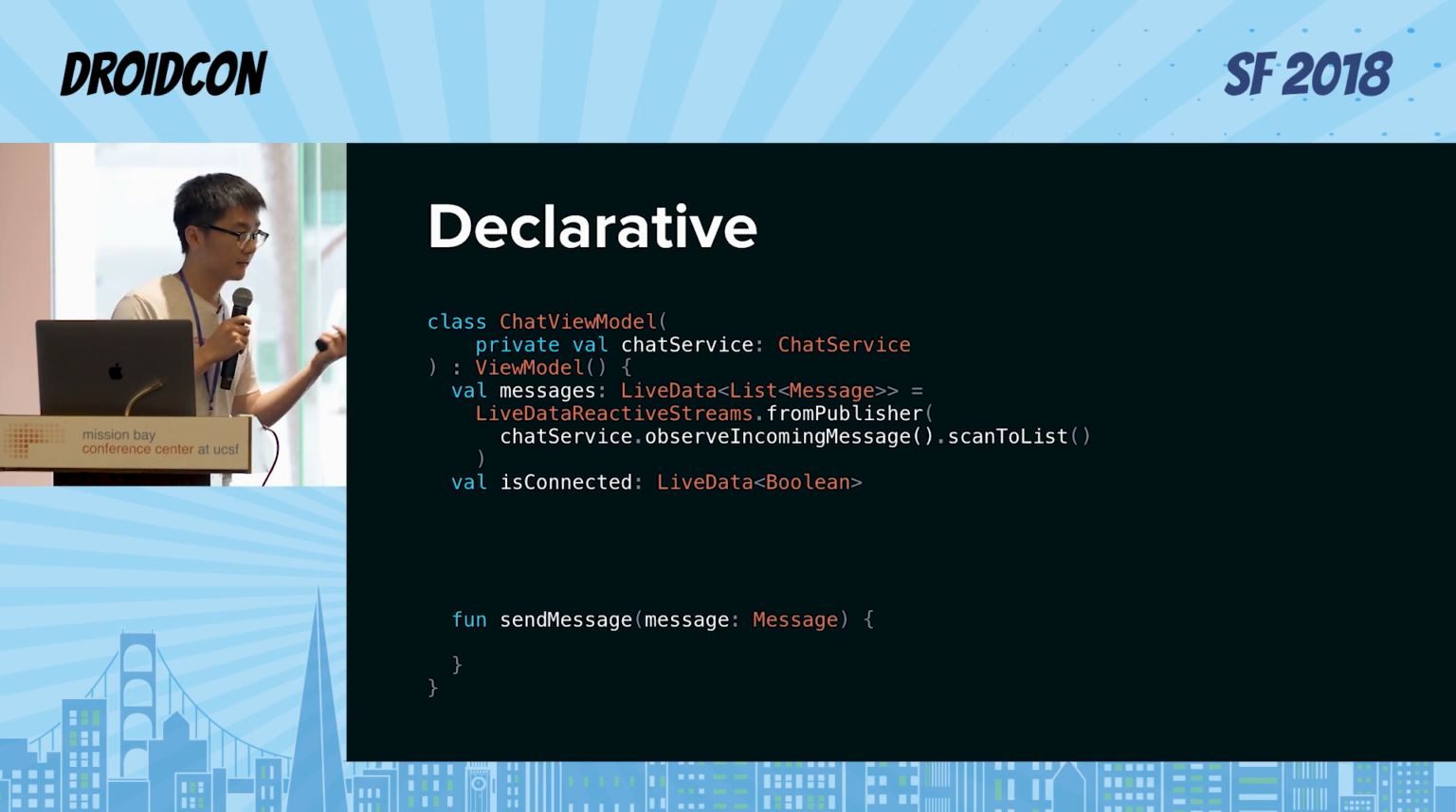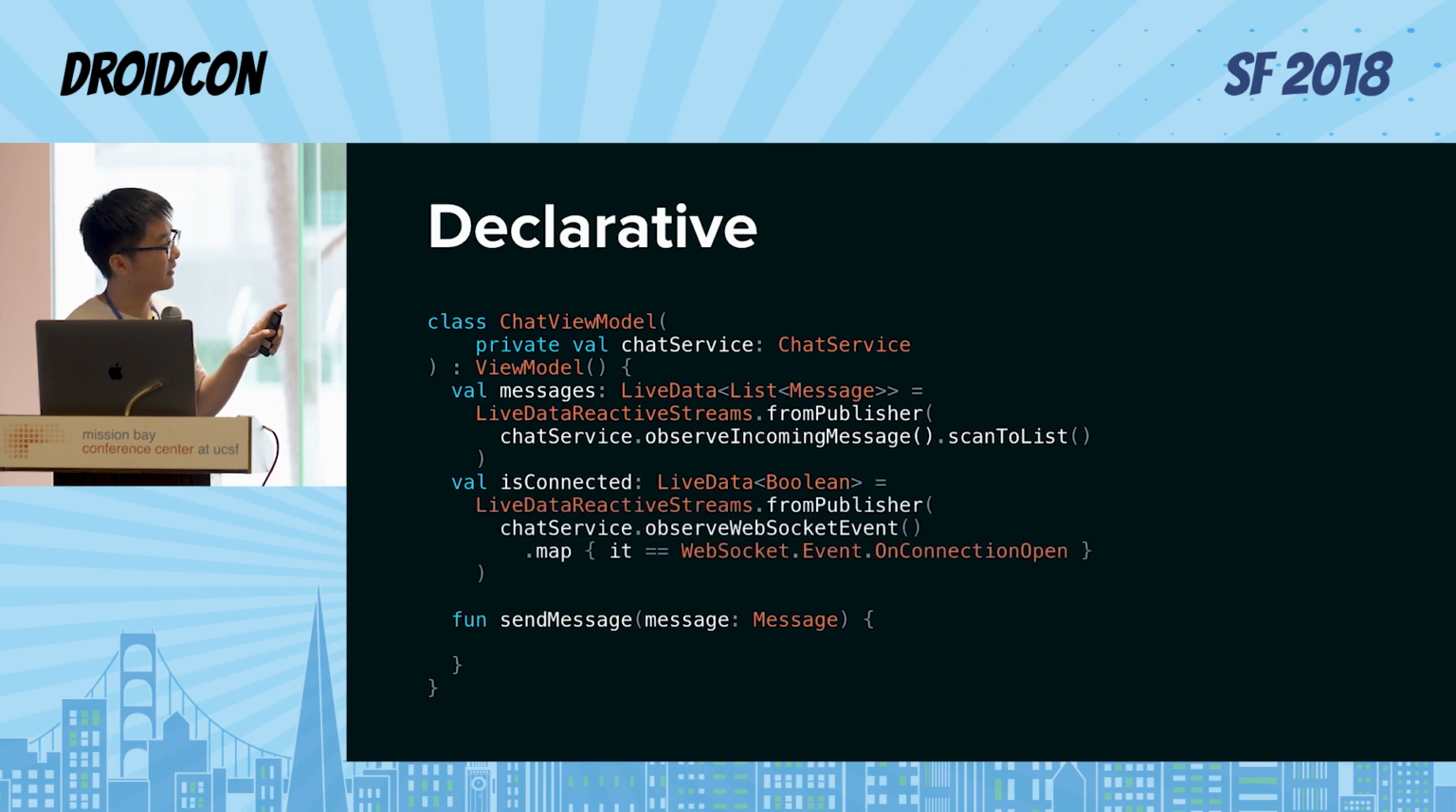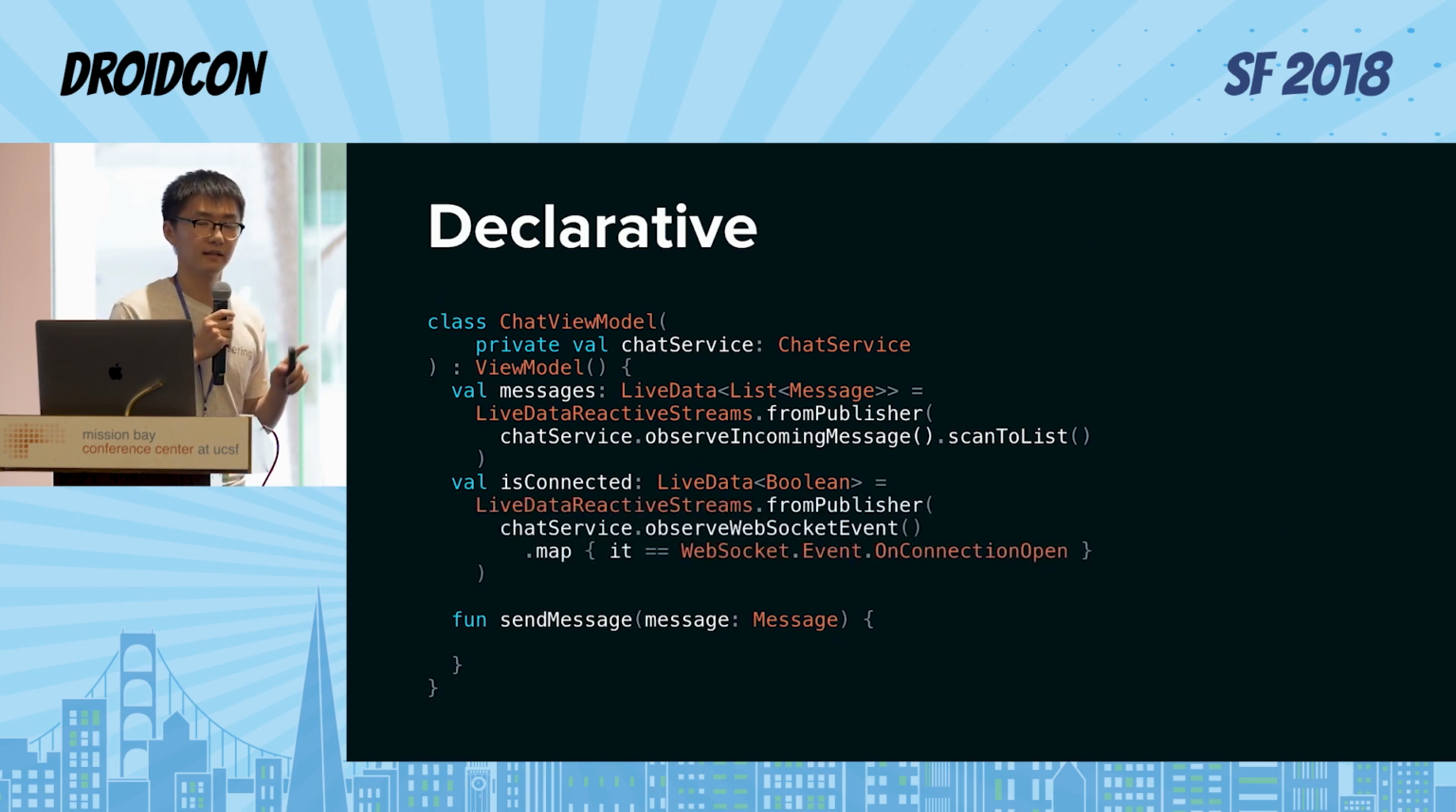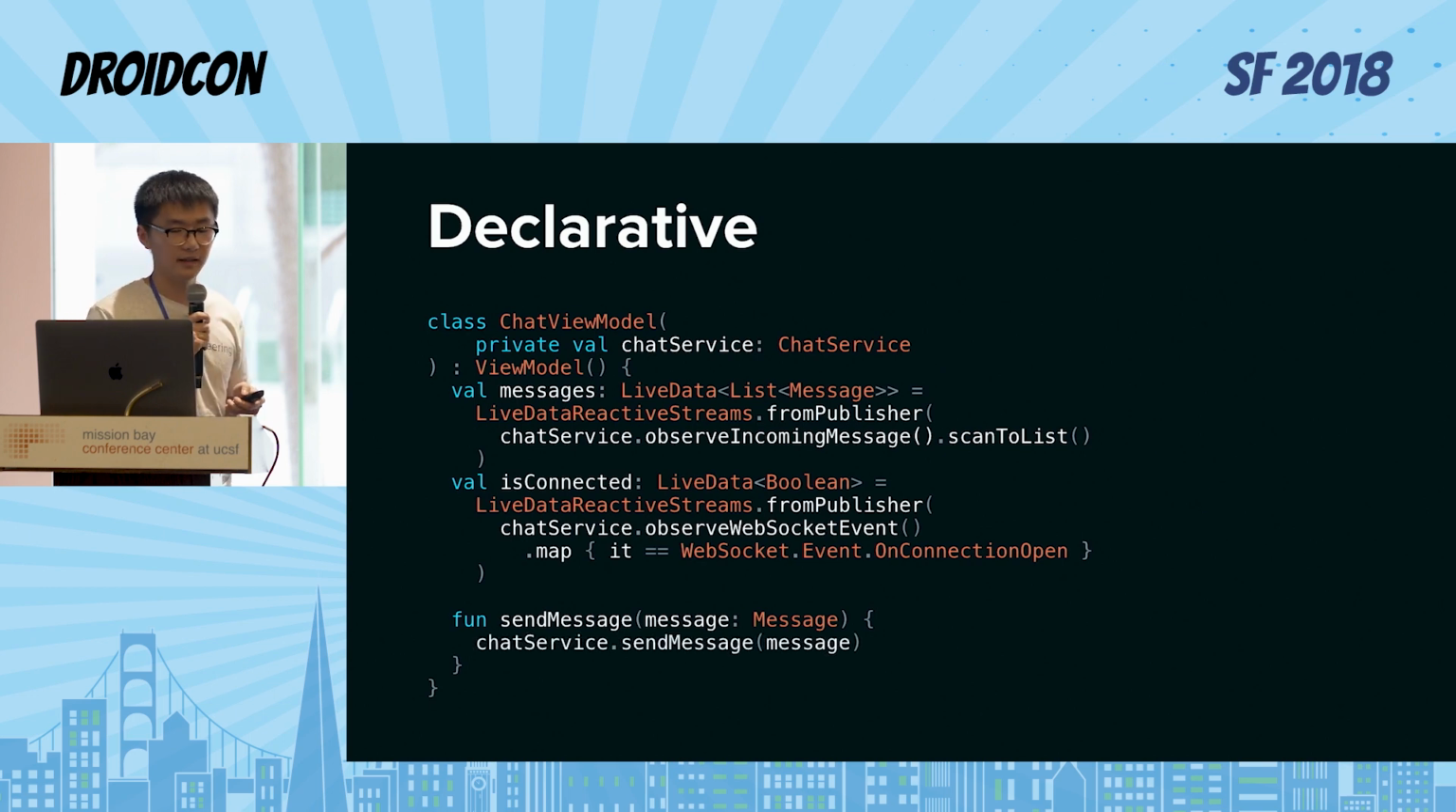We can simply convert the incoming message string, aggregate the string to become a list, and the view will then be able to consume the messages. And for the is connected live data, you can simply transform the WebSocket event and pass it to the client. Finally, we have a send message method, which delegates to the chat servers.